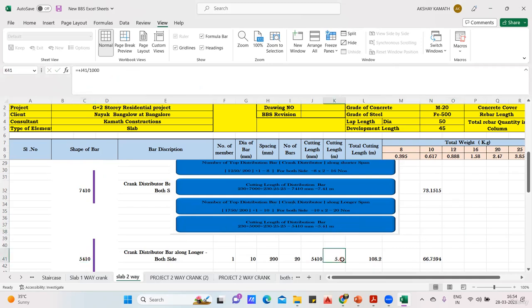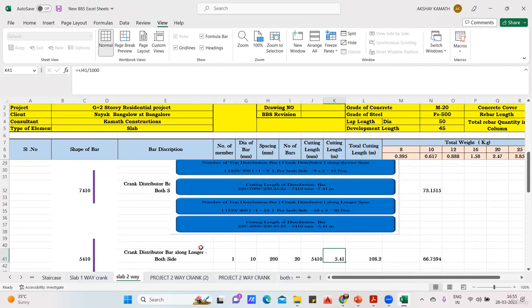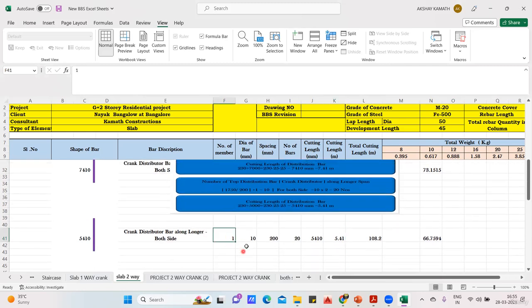See here, 5.41. In case you are not able to understand something from the Excel sheet, go back to my previous lecture and learn from there, because there I've explained it like for a baby, the way we explain to small kids. Now since it's an Excel sheet, you just need to apply your brain to what you're trying to do. Okay, fine. So number of member is 1, dia of the bar is 10, spacing is 200.